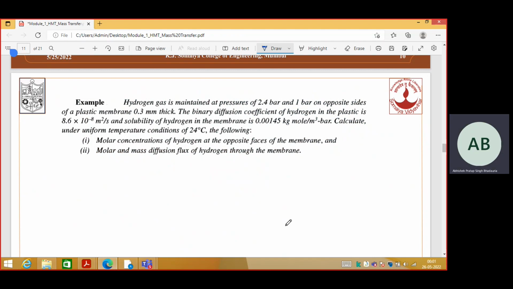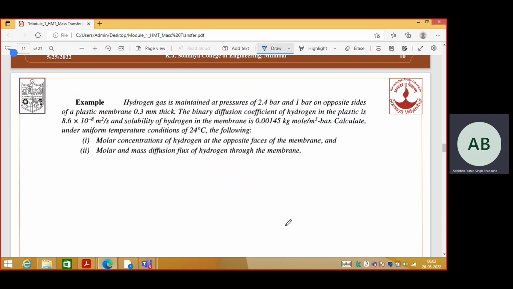Okay, so read the problem. Hydrogen gas is maintained at the pressure of 2.4 bar and 1 bar on the opposite sides of a plastic membrane, 0.3 mm thick. The binary diffusion coefficient of hydrogen in the plastic is given, and the solubility of hydrogen in the membrane is also given, in kg mole per meter cube bar. Now calculate under a uniform temperature condition of 24 degrees Celsius.